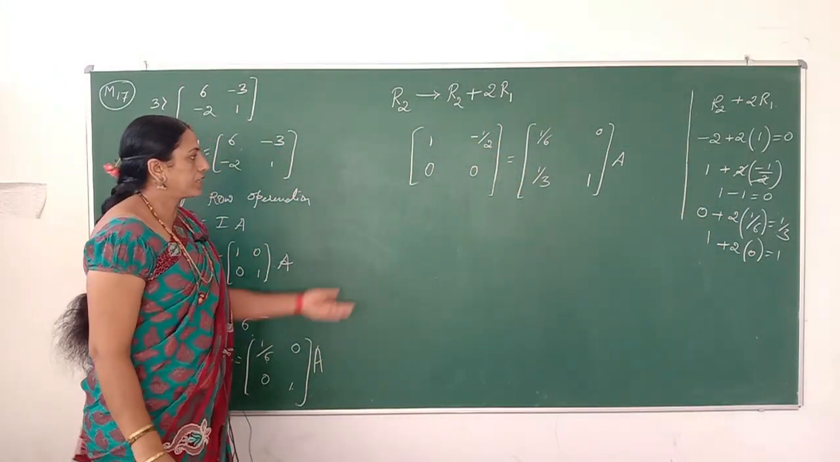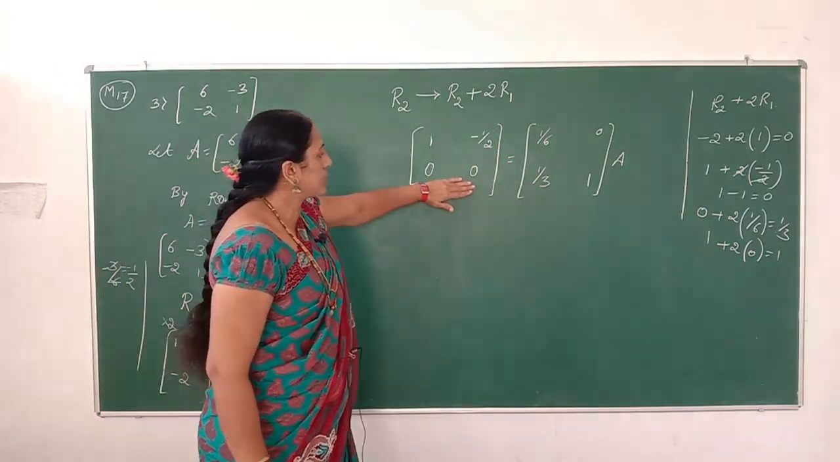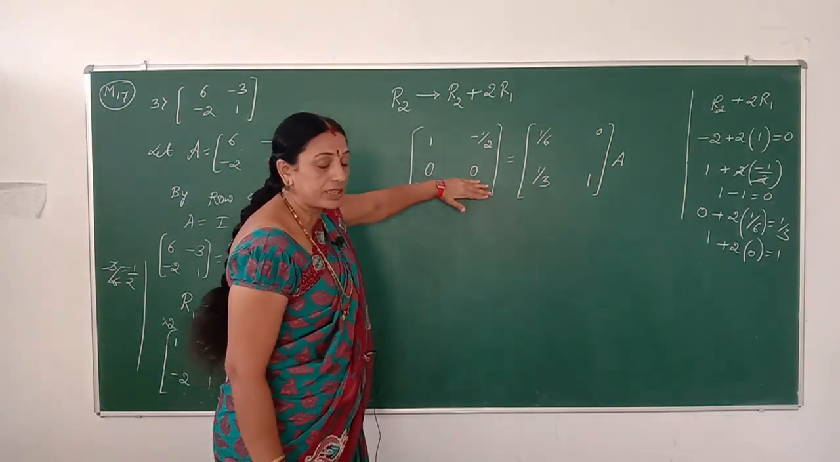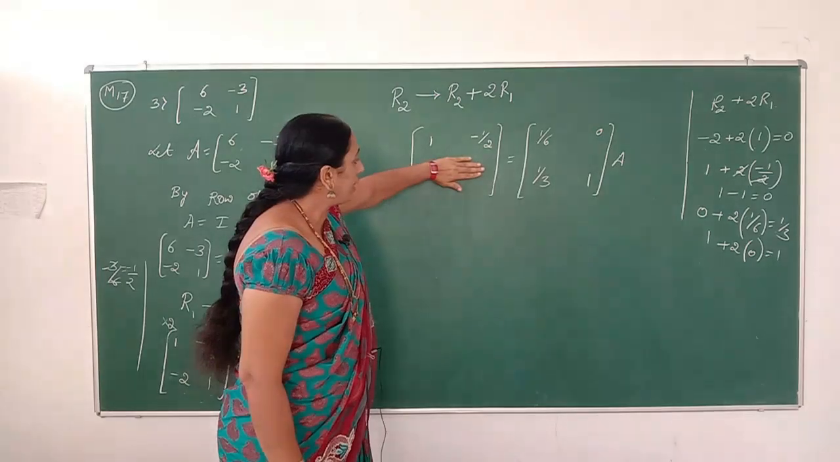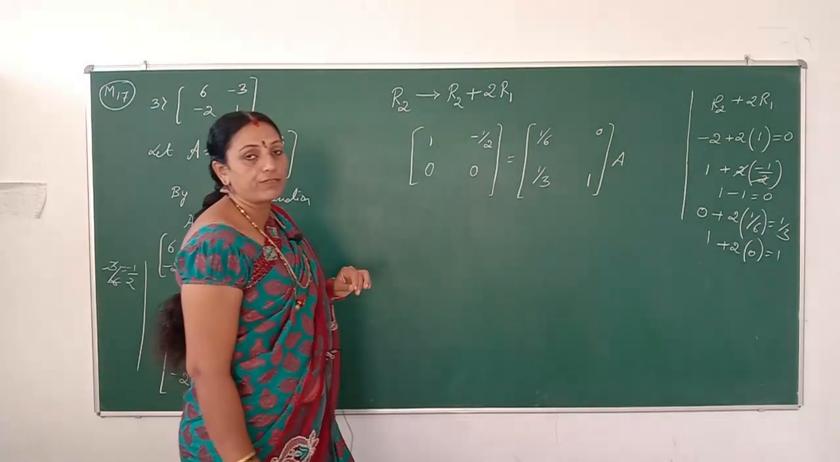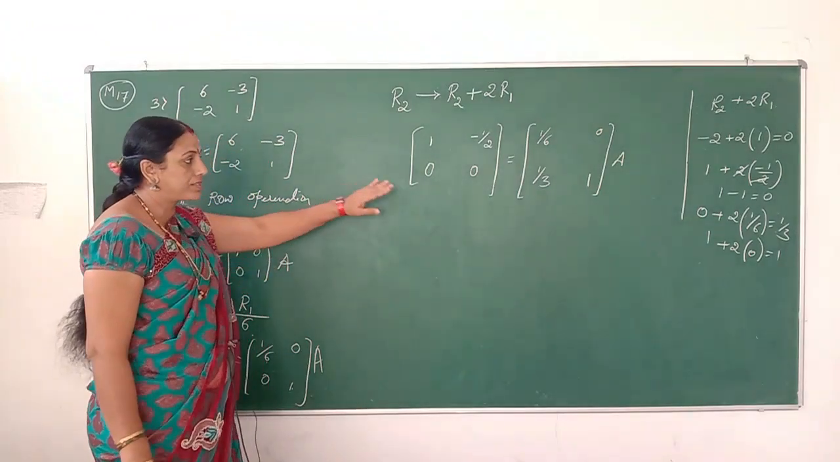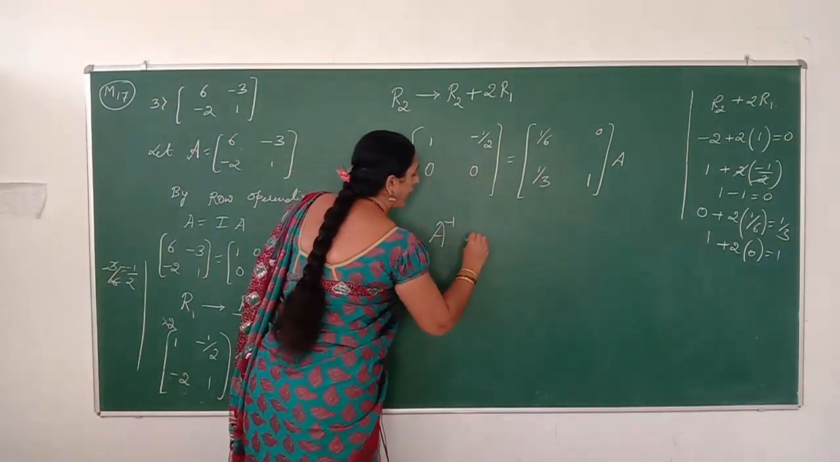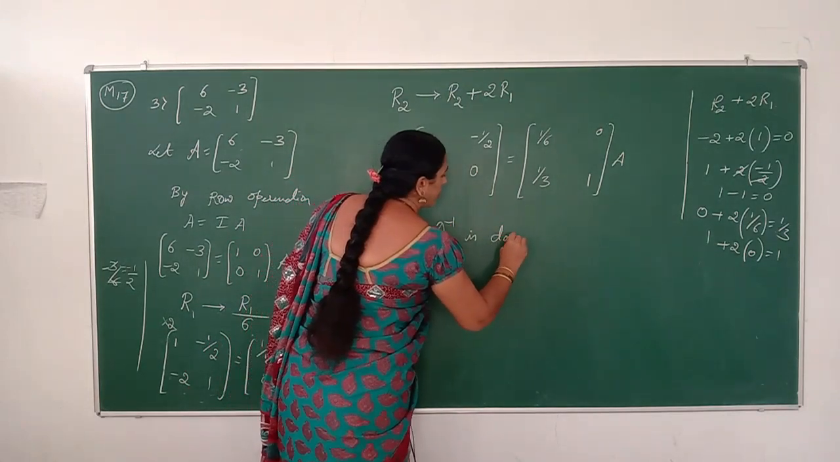Now if you observe the elements of the second row, all of these elements are 0. So if all the elements of any row or any column on the left hand side of the matrix are 0, then the inverse does not exist. A inverse does not exist.